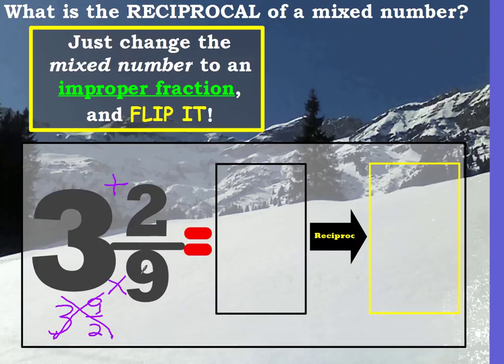So do your Texas backwards. 9 times 3 is 27, plus 2 is 29. The denominator stays the same, so we have 29/9. Once it's in fraction form, then we can flip it and find the reciprocal, which would be 9/29.